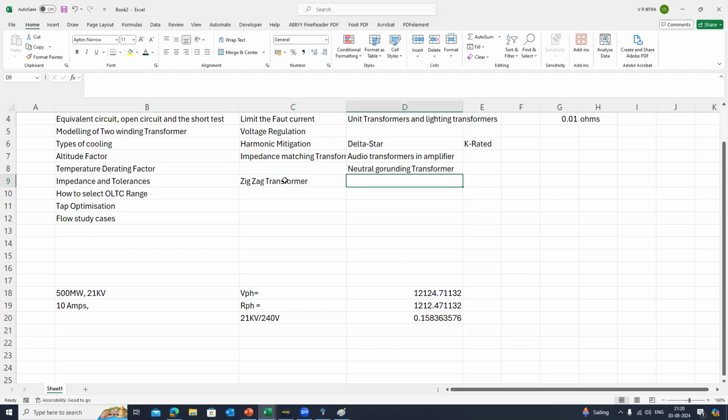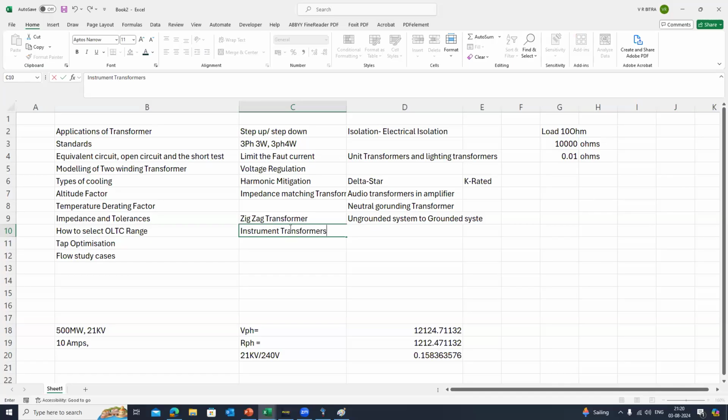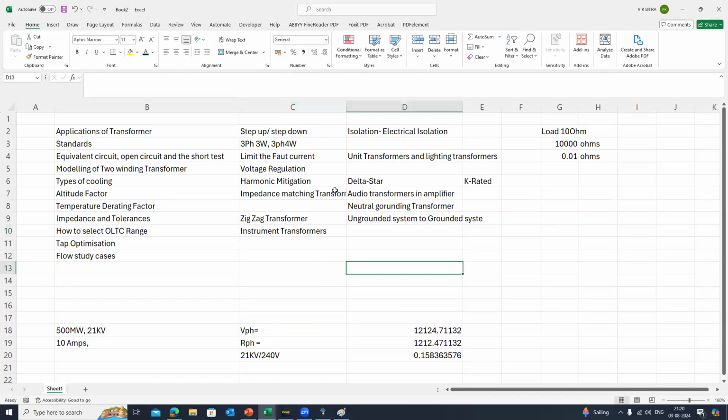So basically, what is the purpose of the zigzag transformer? This is to convert the ungrounded system to a grounded system. That's how I can tell it as an application of the zigzag transformer. Next is the instrument transformers, because these are the different applications of the transformers where we may need to do the modeling in ETAP. Not only in ETAP, you have to model in DIgSILENT PowerFactory or PSCAD, whatever it may be. So these are the different applications of the transformers.